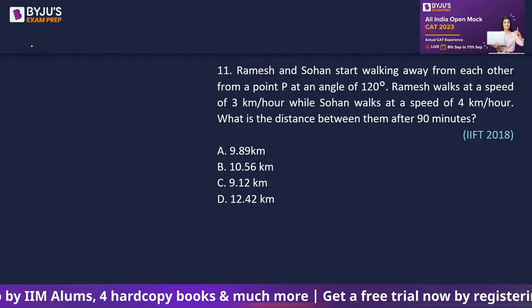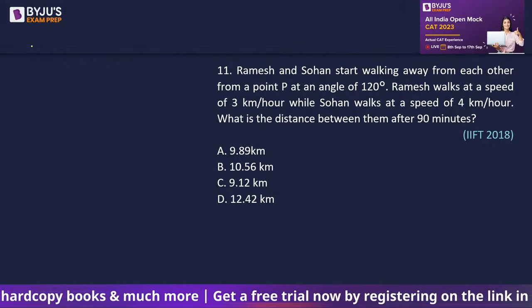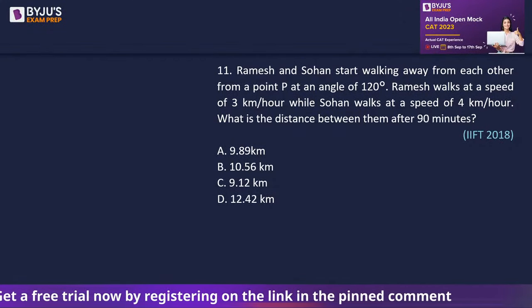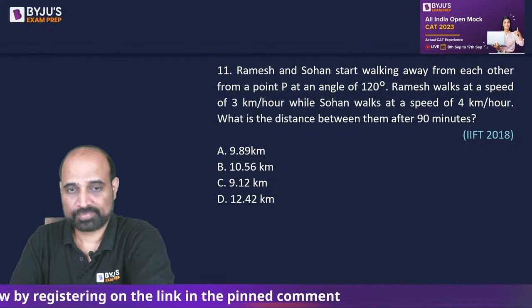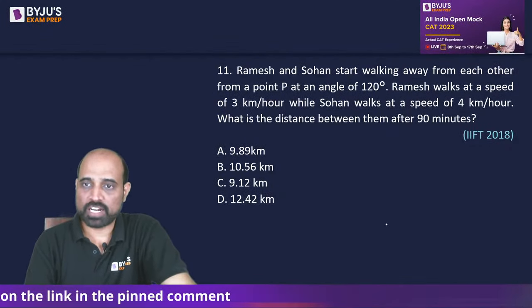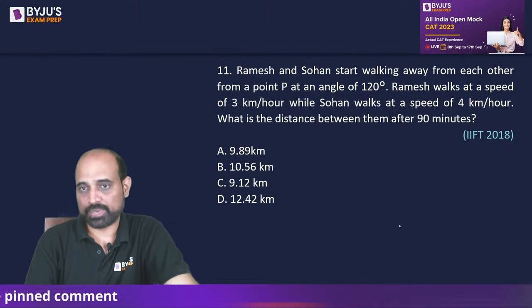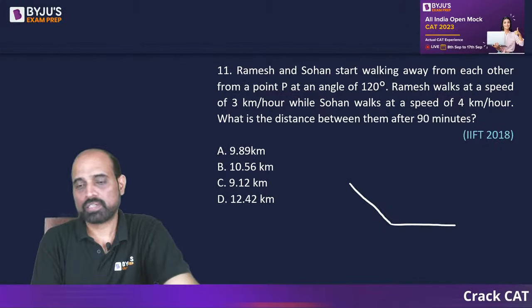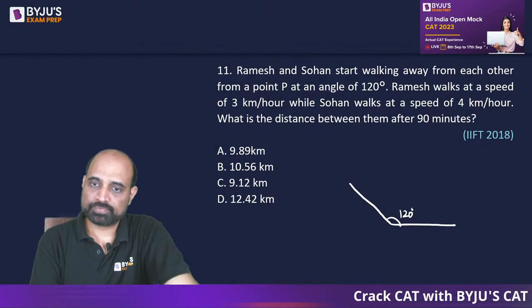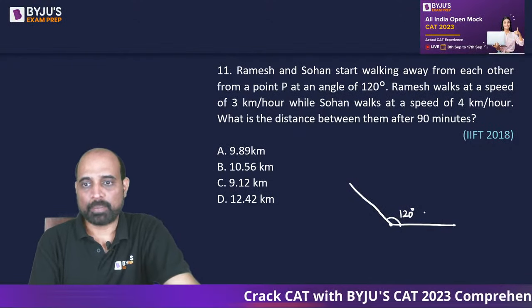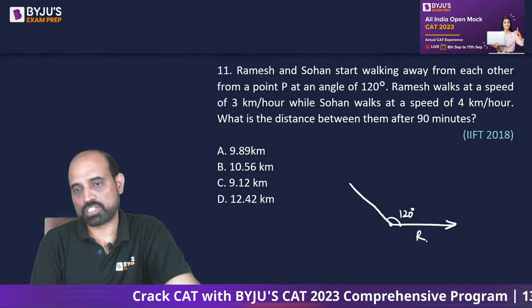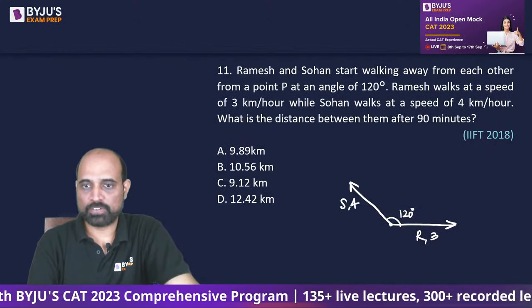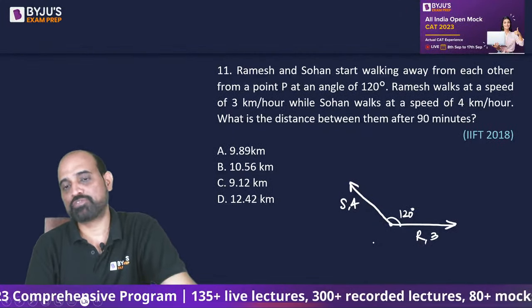Okay, 11th. Ramesh and Sohan start walking away from each other from a point at an angle of 120 degrees. So ऐसे ले लेते हैं. Let's say this is 120 degrees. Ramesh walks at a speed of 3 km per hour. So this is Ramesh at speed of 3 and Sohan. So Sohan walks at the speed of 4. What is the distance between them after 90 minutes?